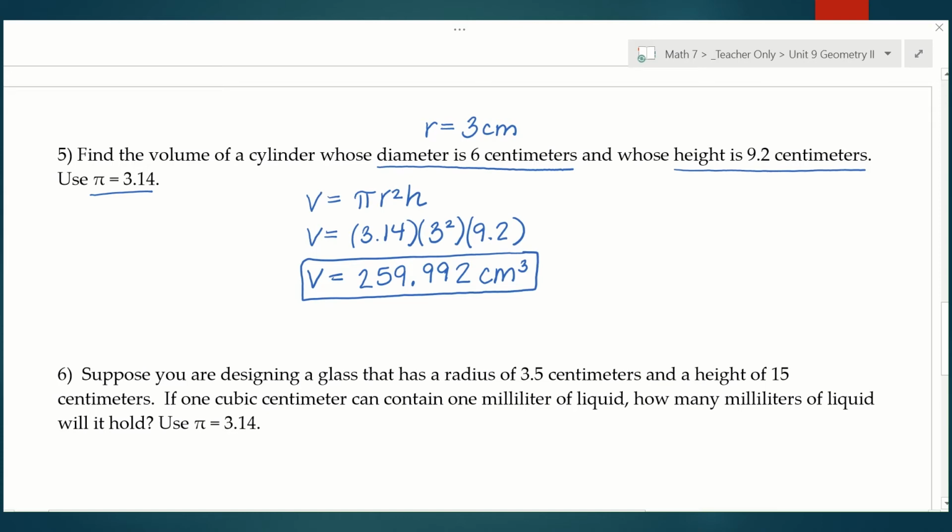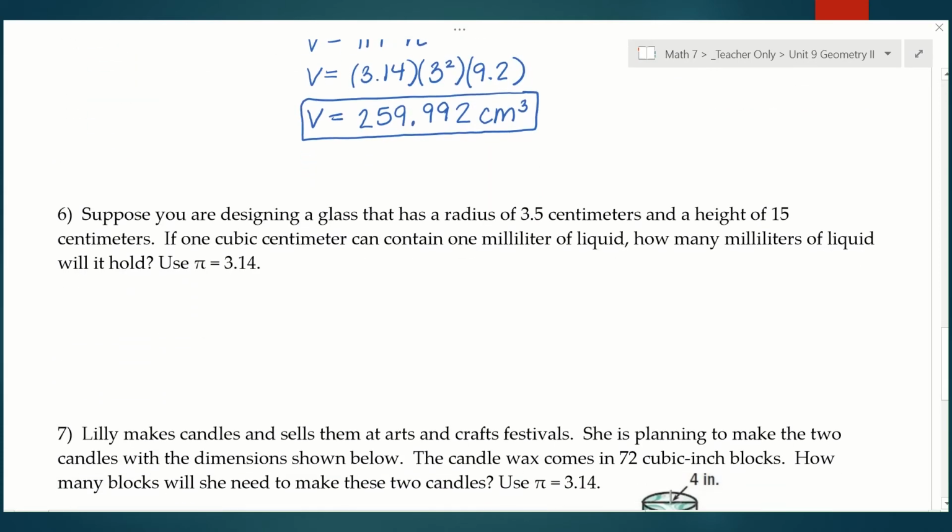Okay, awesome. Number 6, suppose you are designing a glass that has a radius of 3.5 centimeters and a height of 15 centimeters. If 1 cubic centimeter can contain 1 milliliter of liquid, how many milliliters of liquid will it hold? Okay, so we are basically going to be converting our answer at the end, but we're going to start by doing the same exact thing. We still need to find the volume. And so let's see, what information are we given? We're given the radius, which is something that we need. We're given the height, and we're told to use 3.14 for pi.